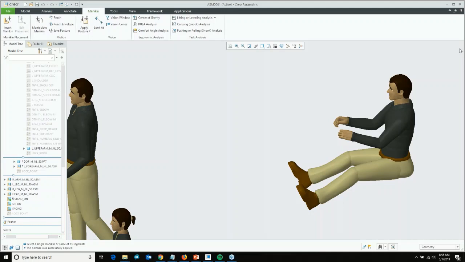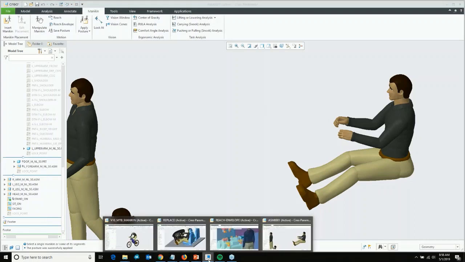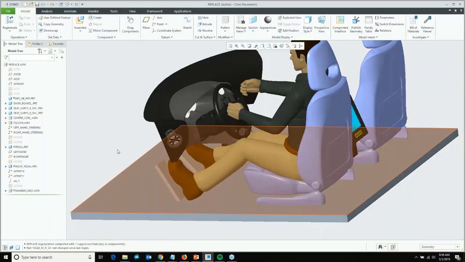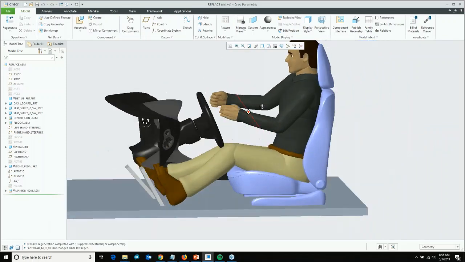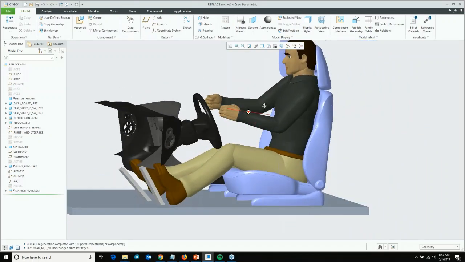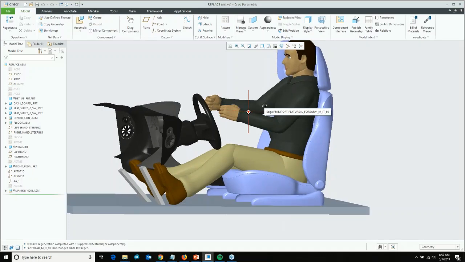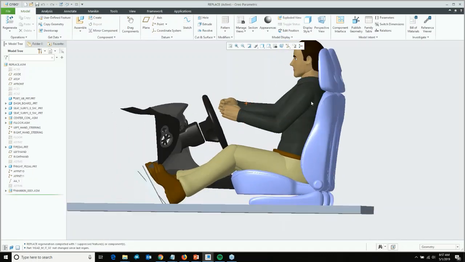So next is going to be looking at mannequins within products, right? So in this example here, we're just loading up some mannequins, and so I'll switch to a couple of different ones here. So let's probably go to this guy over here. In this case, this mannequin is seated inside of a car, right? That we're designing, right?